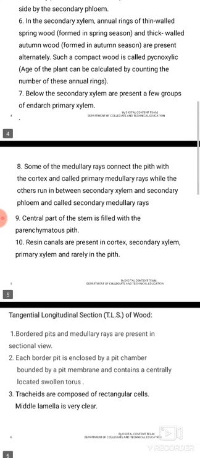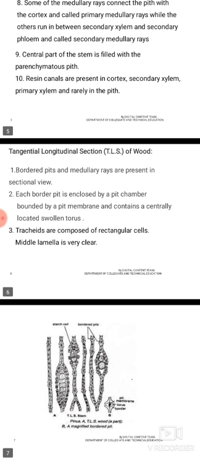Coming to the tangential longitudinal section of wood. In this, bordered pits and medullary rays are present in sectional view. Each bordered pit is enclosed by a pit chamber bounded by a pit membrane and contains a centrally located solid torus. Tracheids are composed of rectangular cells. Middle lamella is very clear.